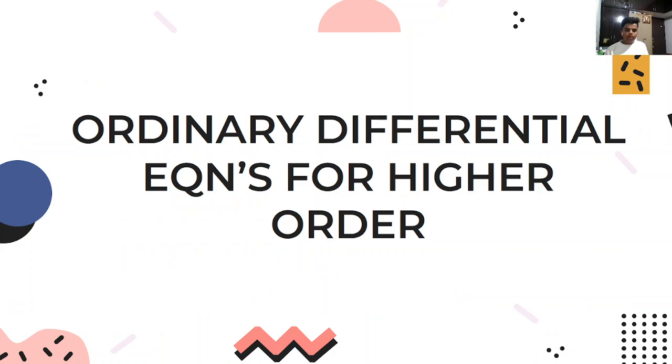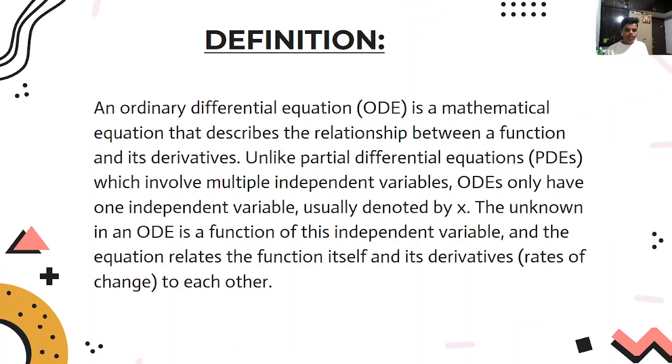Today in mathematics, we are going to discuss ordinary differential equations for higher order. At first, the definition: an ordinary differential equation is a mathematical equation that describes the relationship between a function and its derivatives. Unlike partial differential equations, which involve multiple independent variables, ordinary differential equations only have one independent variable, usually denoted by x. The unknown in an ordinary differential equation is a function of this independent variable, and the equation relates the function itself and its derivatives, rates of change, to each other.